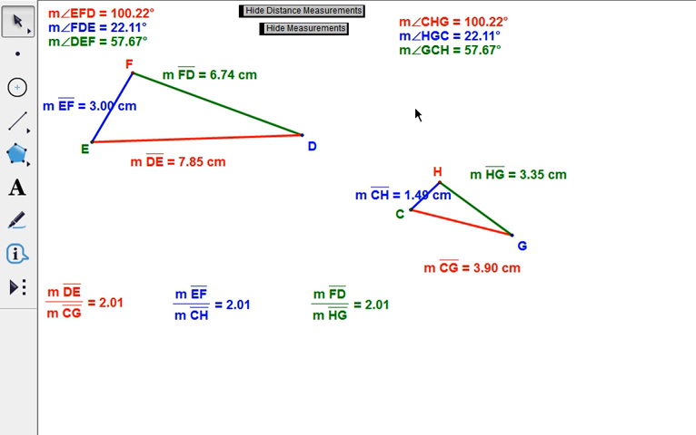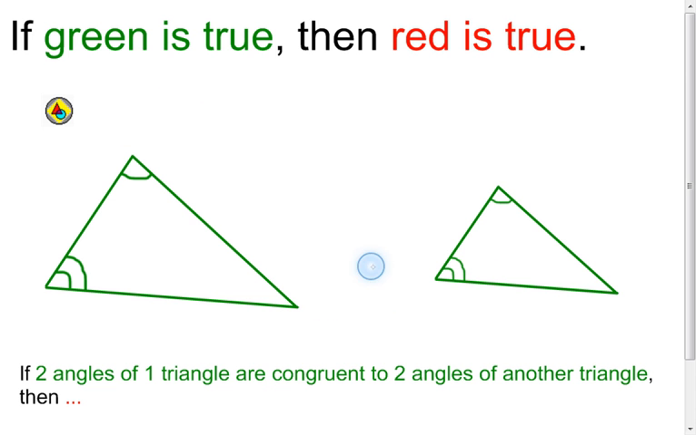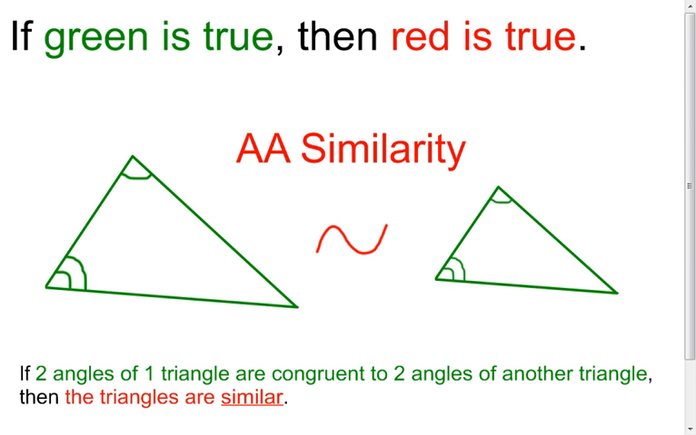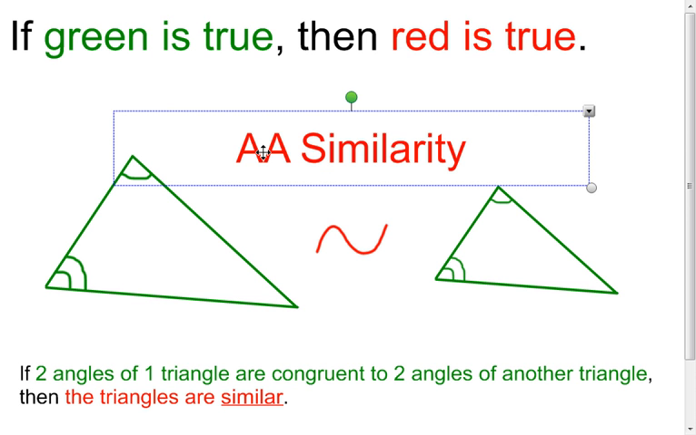I didn't have to know anything about the sides, which is going to bring me back here to say, well, if I know this, then I'm going to know the triangles are similar. And this is referred to as the AA similarity.